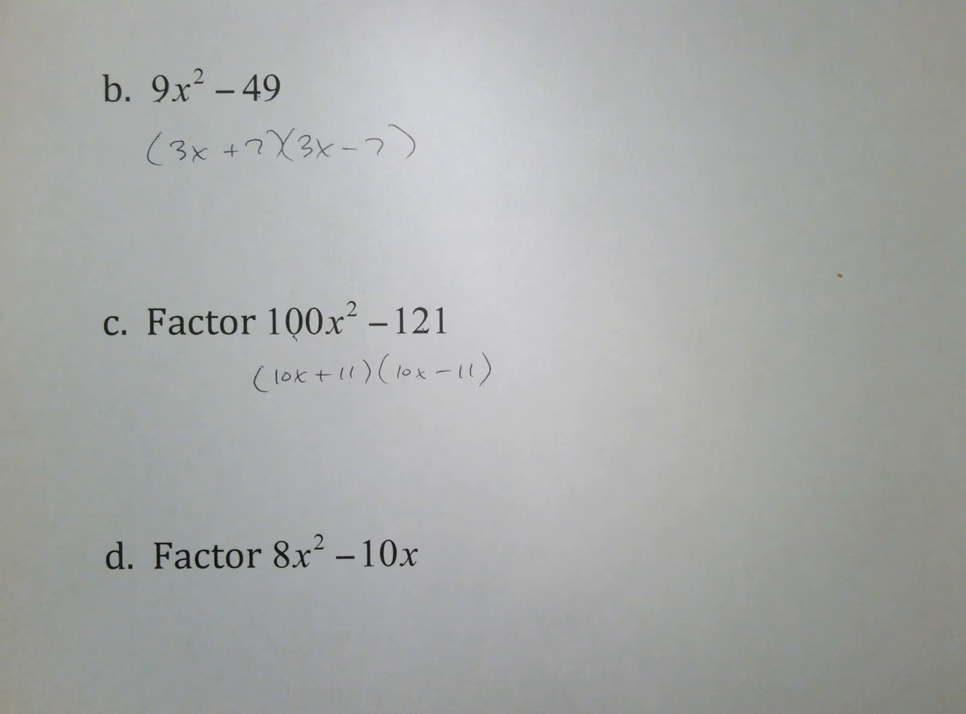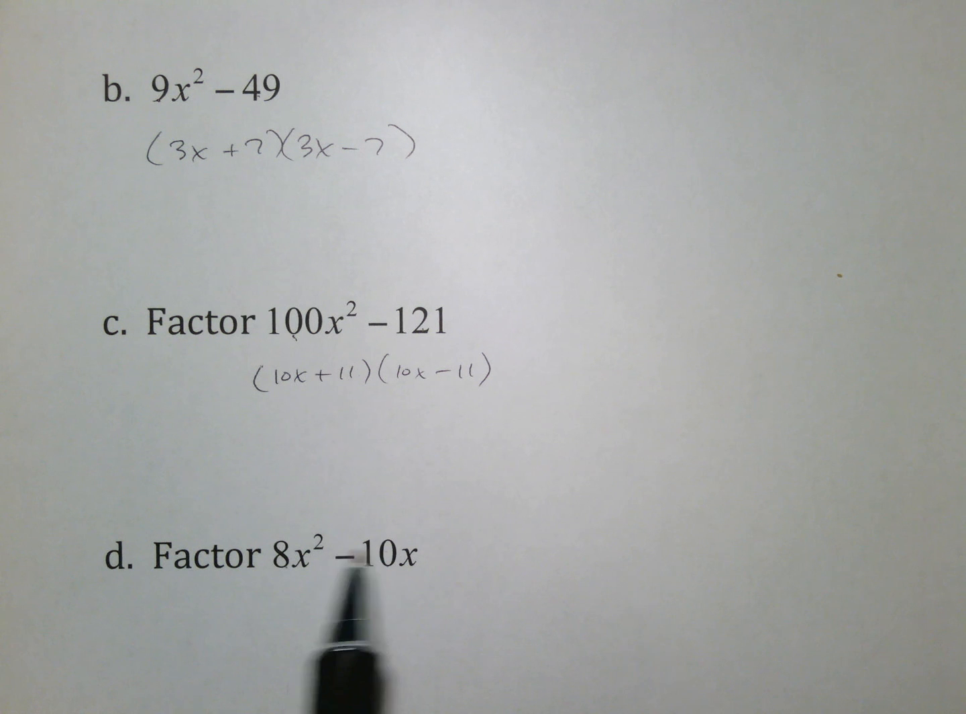Look at letter D. You have 8x squared minus 10x. We go to use the trick, but 8 is not a perfect square. Do not think that 4 times 4 is 8. 4 times 4 is 16. Just like 5 times 5 is not 10. That's actually 25. So this is something different.